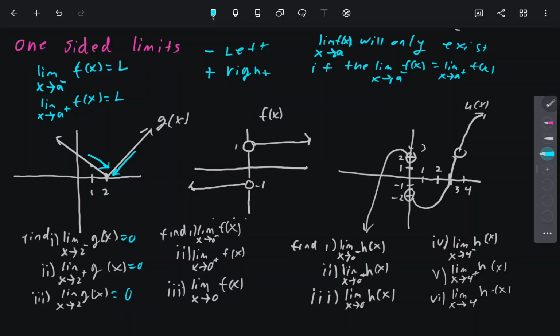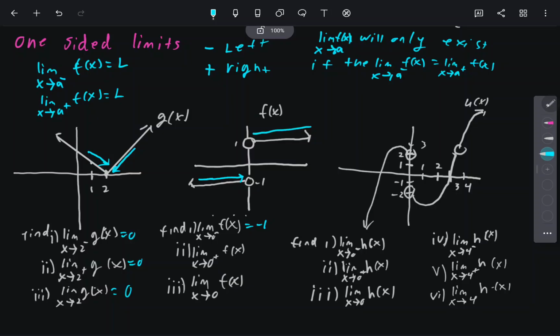Alright, let's work everything together. So, this next problem, we're approaching f of x from the left. We want to know what happens at 0, so we're approaching 0. It's equal to -1. Well, if we approach 0 from the right, it's equal to +1.